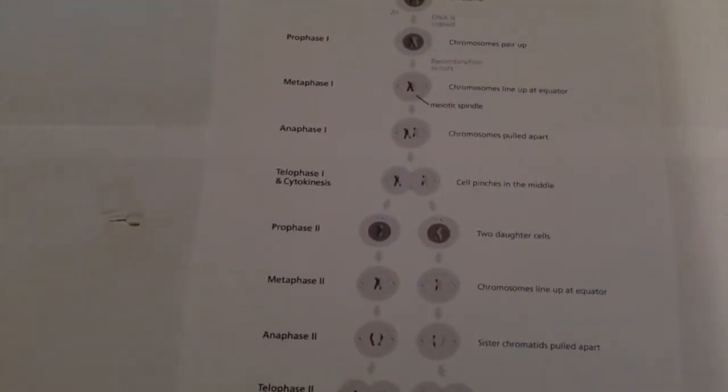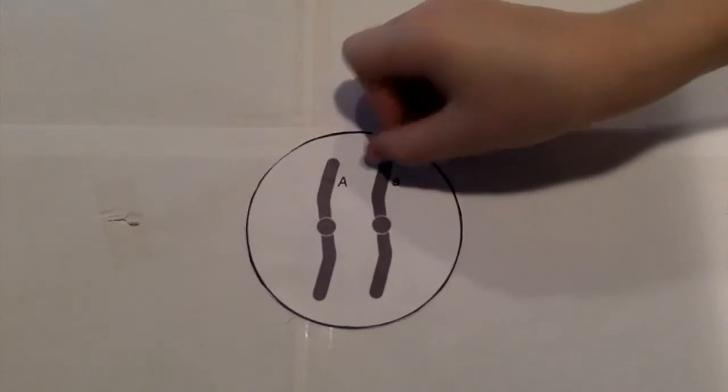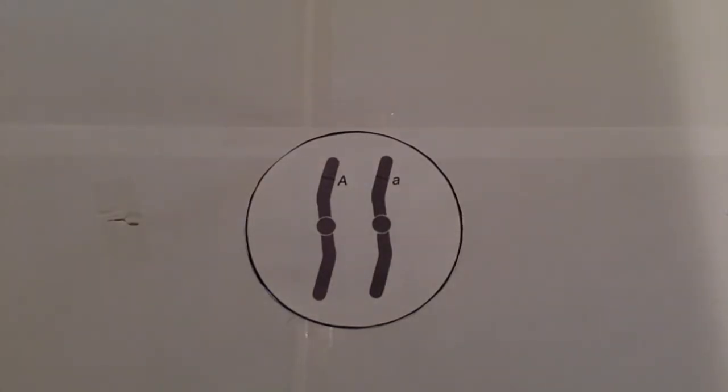Interphase, prophase 1, prometaphase 1, metaphase 1, anaphase 1, telophase 1, interkinesis, prophase 2, prometaphase 2, metaphase 2, anaphase 2, and telophase 2. Wow, that's a lot of phases. Let's start with interphase. Interphase is what happens most of the time. It isn't actually part of meiosis, but it is important to understand interphase.